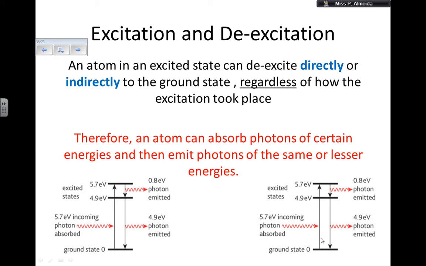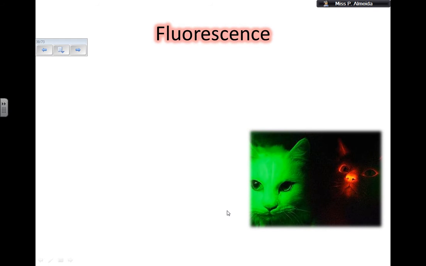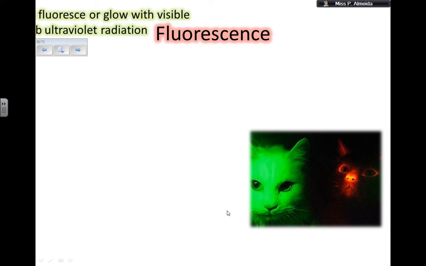In the same way, this is exactly the same thing actually. I made a picture twice, so I thought that I had this just once. So again, I could either go directly from the 5.7 to the 0, or then 0.8 and then 4.9. In this example, I emit 2 photons. I could have emitted 1 photon alone of energy 5.7 electron volts. So this is how you can have fluorescence as well, okay?